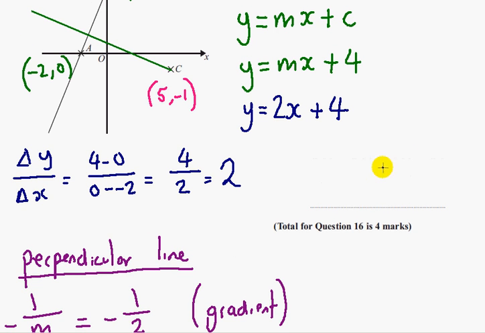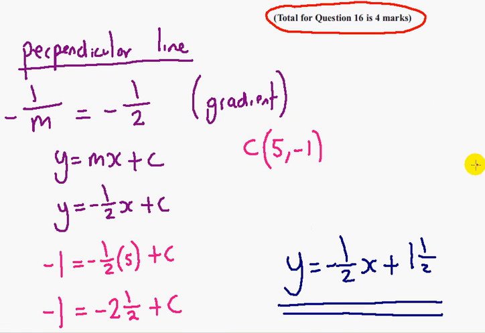Now question 16 is worth 4 marks in total. 4 marks. And let's have a look at how you get those marks. Okay, so the first one is a method mark for an attempt to find the gradient of AB. So that's going to be this 2 here, where we found the gradient of line AB as 2. So that's the first mark. The second mark is a method mark for an attempt to find the gradient of the perpendicular line using minus 1 over m, which we found to be minus a half.